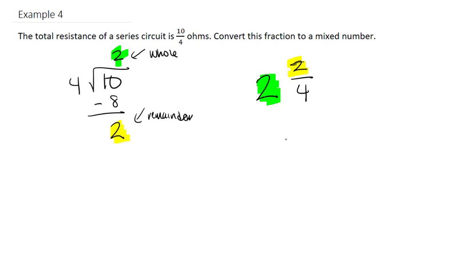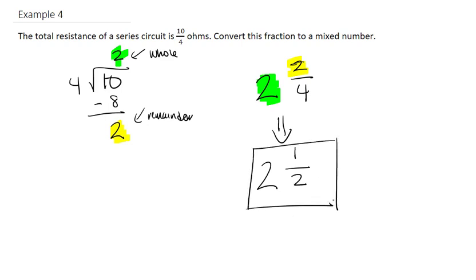Now this would be our solution, except we need to reduce. So 2/4 each has a factor of 2, so we can go ahead and divide the top and the bottom by 2. So this becomes 2 divided by 2 is 1, 4 divided by 2 is 2. So this would be our final solution.